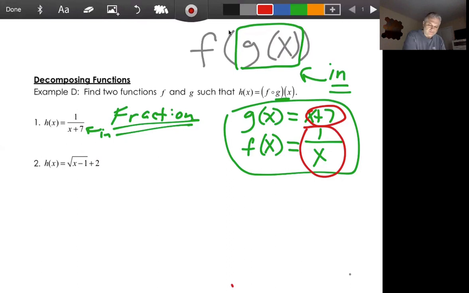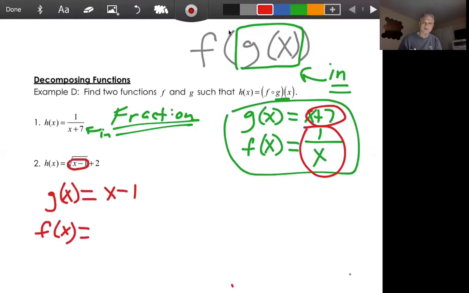What do we get? Well, as I said, there's more than one solution to stuff like this, but I would say that we have an x minus 1 that's in a square root. Okay, so one option could be that the inside one, the g of x, could be x minus 1, and that's in the square root. So what would f of x have to be so that if I put this x minus 1 into it where x is, that it looks like that whole thing?